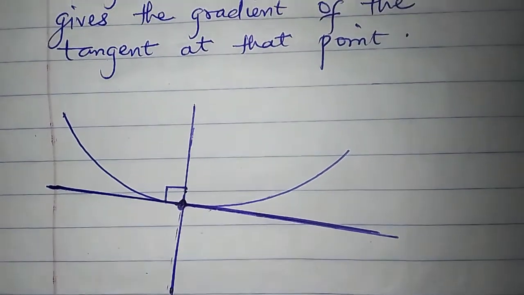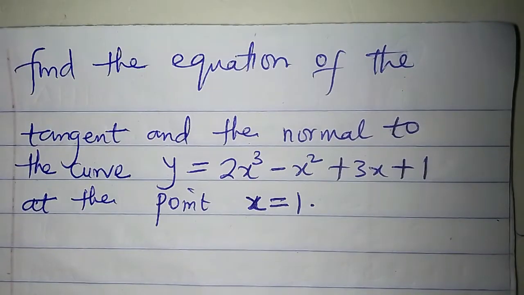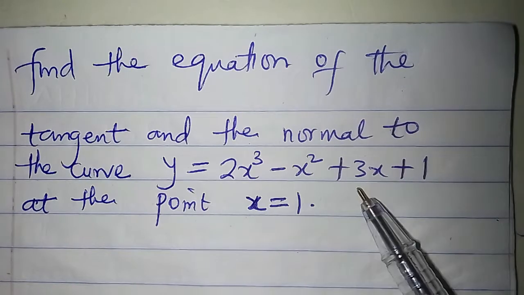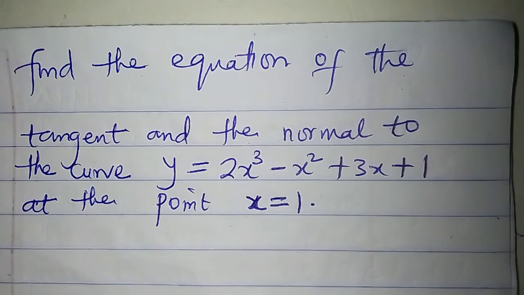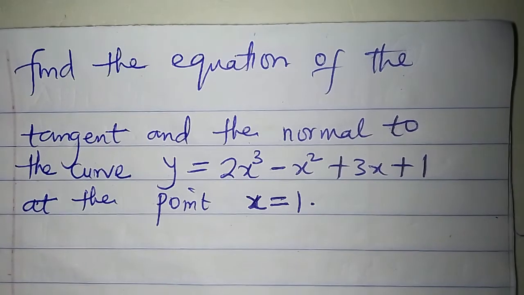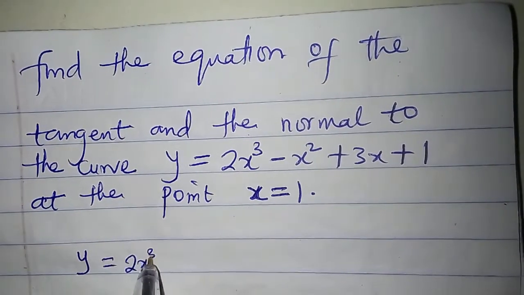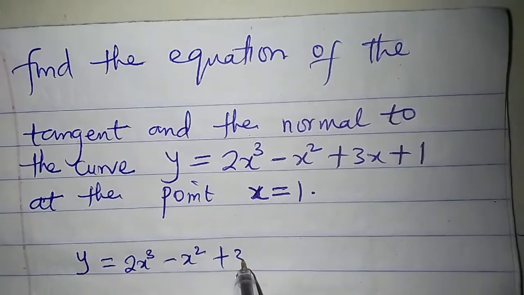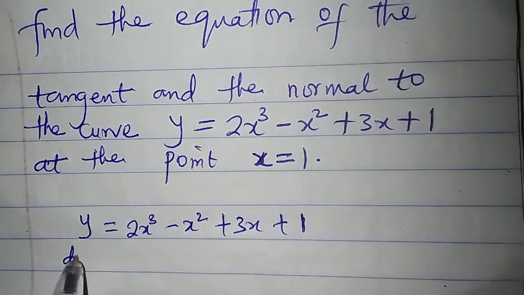Let us use this principle now to determine the equation of a tangent and of a normal. The question says, find the equation of the tangent and the normal to the curve y equal to 2x cubed minus x squared plus 3x plus 1 at the point x equal to 1. So, the first thing is to determine the gradient of the curve at x equal to 1. Now, the curve is y equal to 2x cubed minus x squared plus 3x plus 1. As far as we are concerned here, gradient is dy dx.